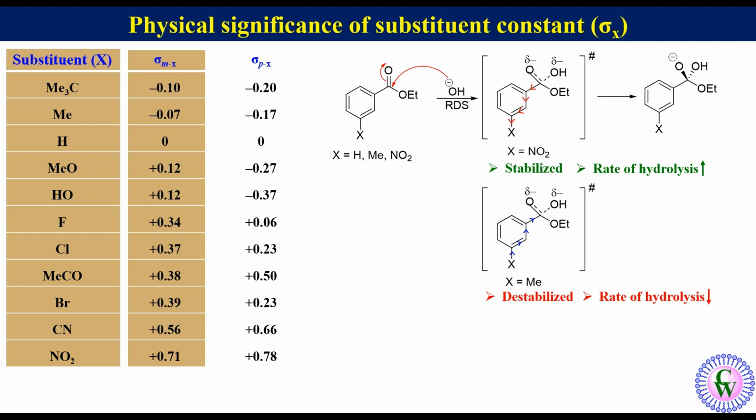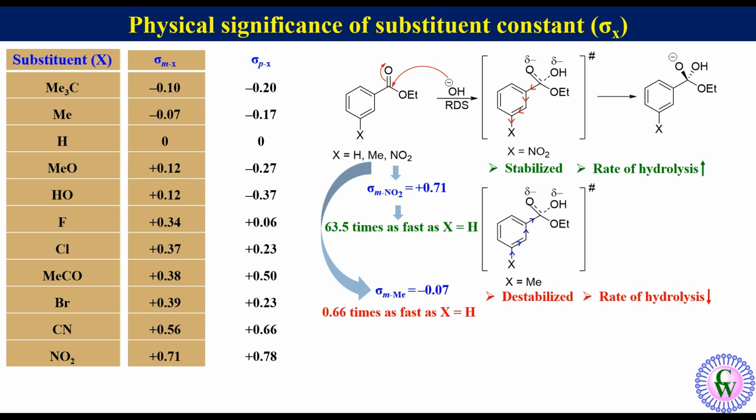In a real case scenario, meta-nitro ethyl benzoate, with plus 0.71 sigma x value for the meta-nitro group, hydrolyzes 63.5 times as fast as the unsubstituted ester, while the meta-methyl ester, with minus 0.07 sigma x value for meta-methyl, hydrolyzes 0.66 times as fast as the unsubstituted ester.